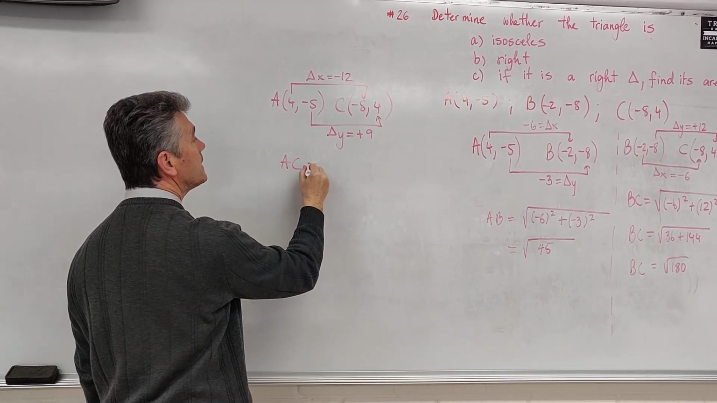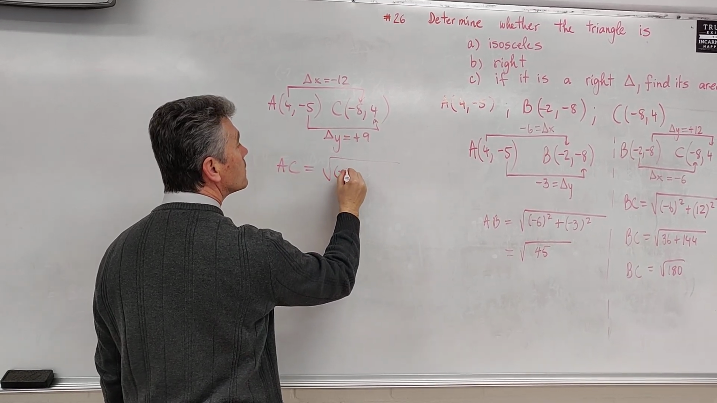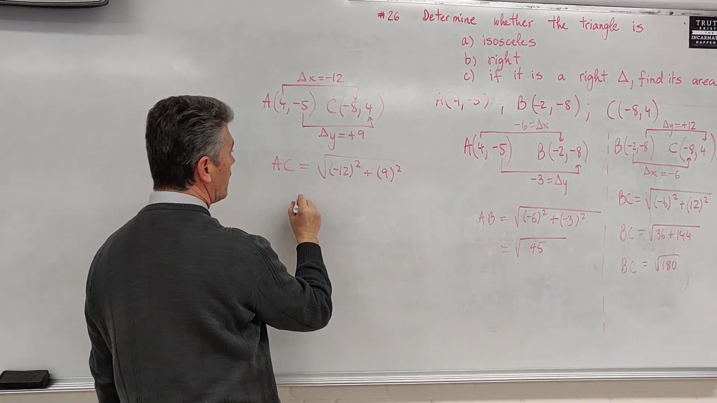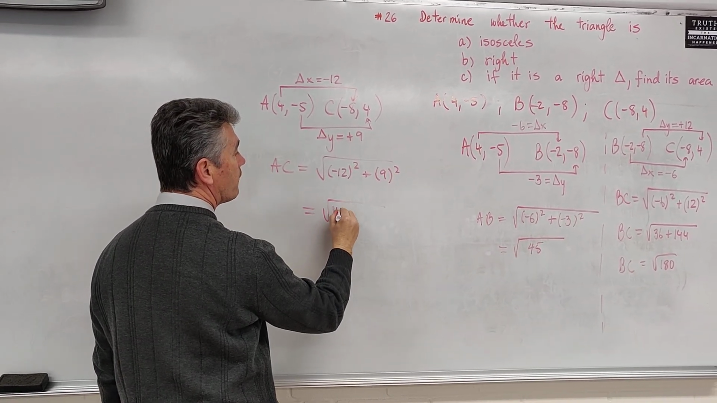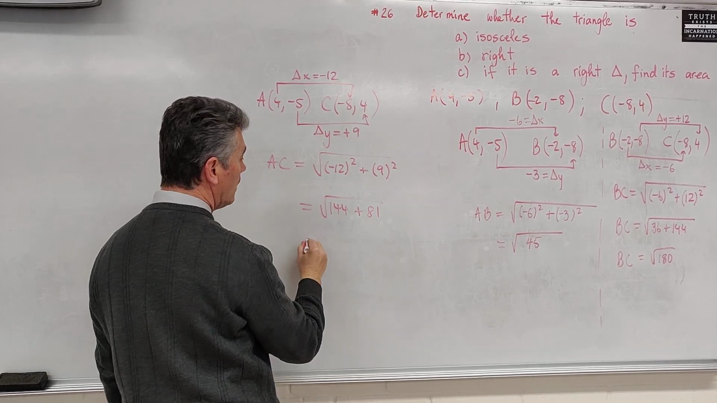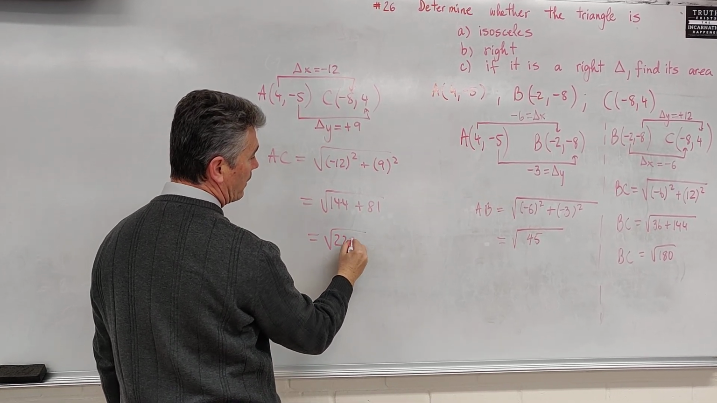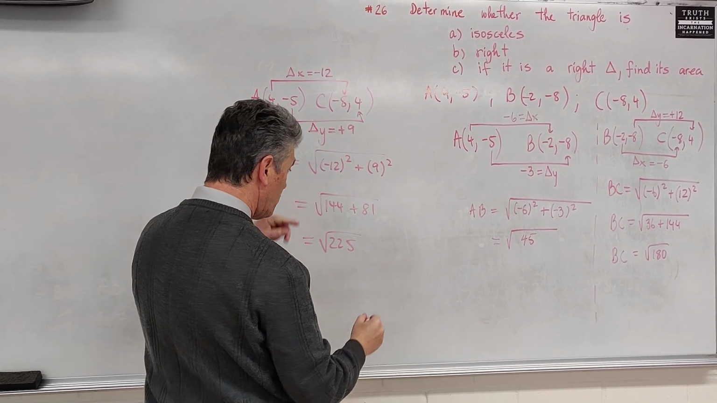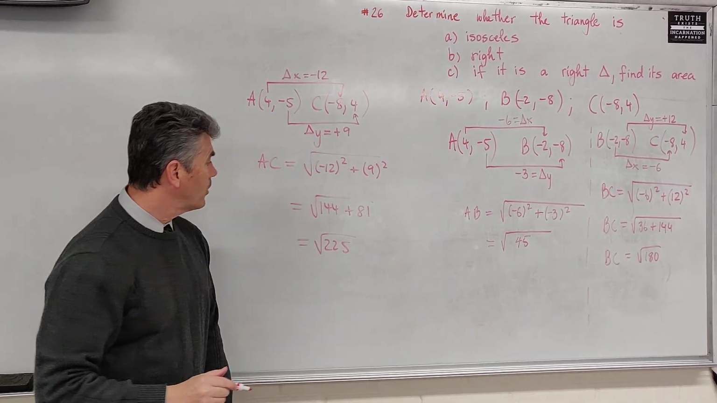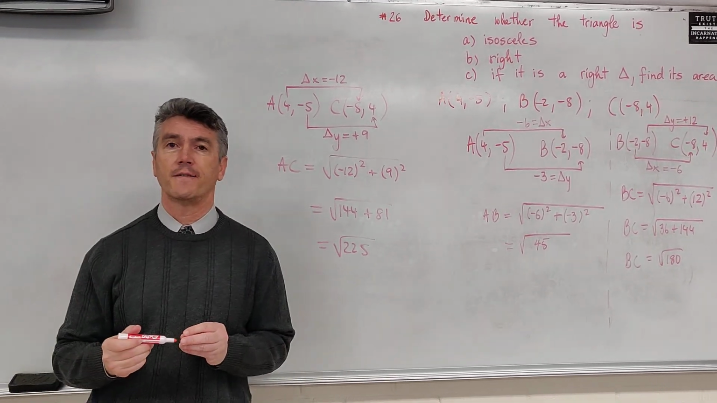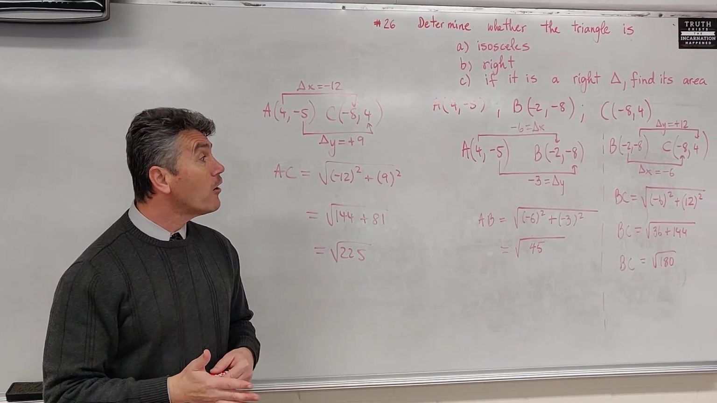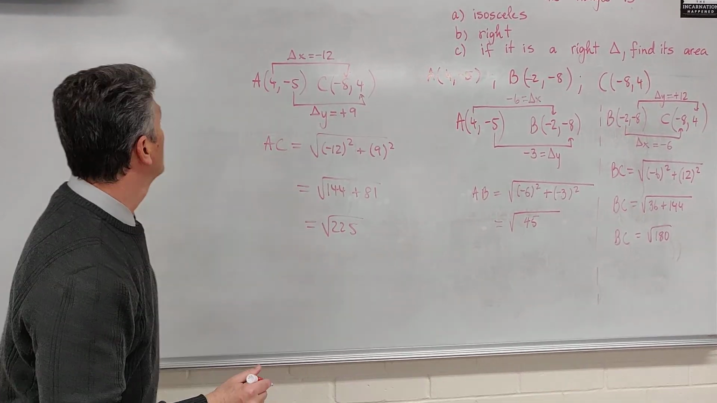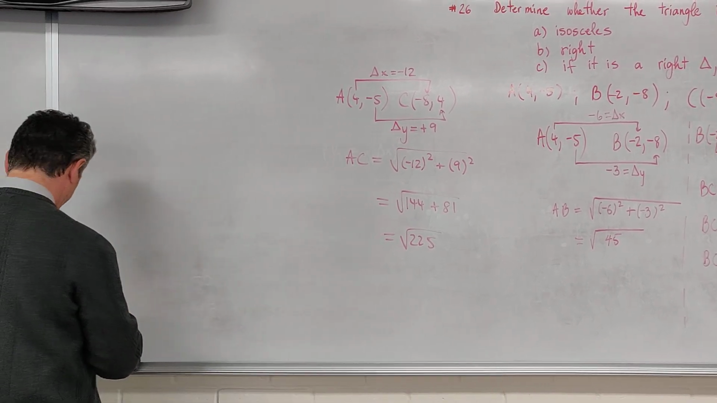What about the length of AC? It is the square root of negative 12 squared plus 9 squared. This is the square root of 144 plus 81. This is the square root of 225. This is a nice 15, but we'll leave it alone. So we'll just keep it as square root of 225. Well, we are now ready to tell whether this triangle is isosceles or not. So we're ready to do part A.